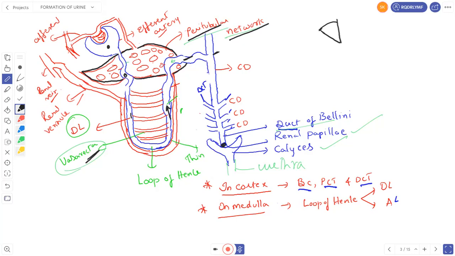So what are the parts present in the cortex? In the cortex, we can see Bowman's capsule, proximal convoluted tubule, and distal convoluted tubule. And in medulla, we can see only the presence of loop of Henle, that is the descending limb and ascending limb, and also collecting duct. Collecting duct also extends into the medulla.